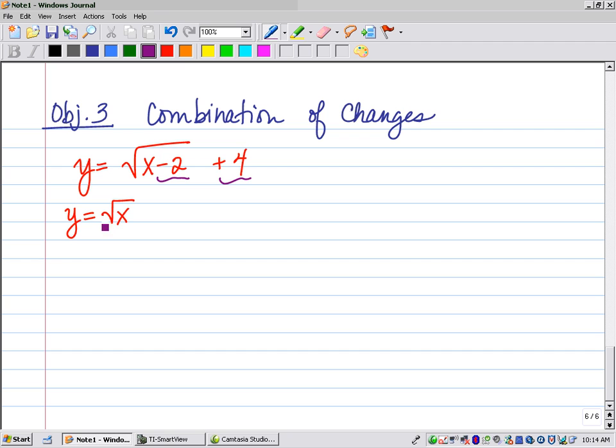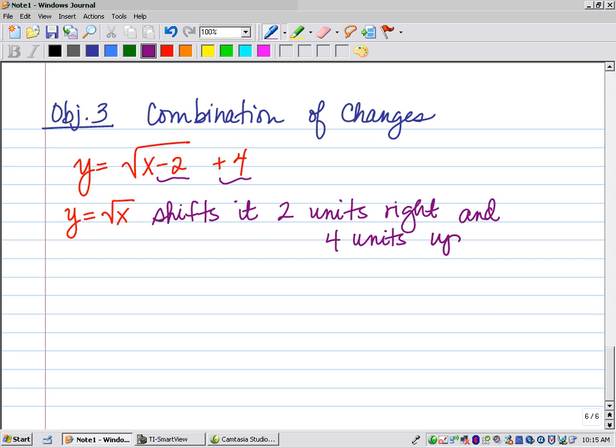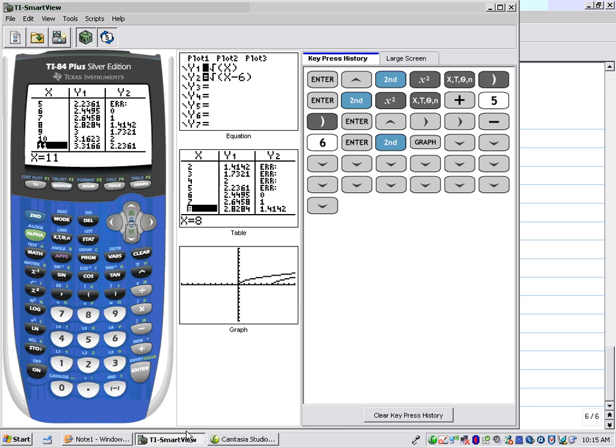So this is taking y is equal to the square root of x and doing what? Shifts it right or left? Not left, right? Because x minus 2, what makes that 0? Positive 2. So it shifts it 2 units right. And what about this outside change? 4 units up. Okay. And we can see this on the calculator.